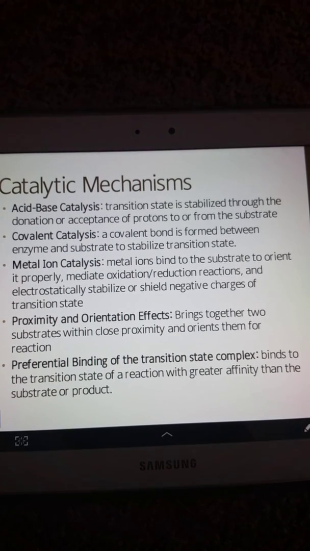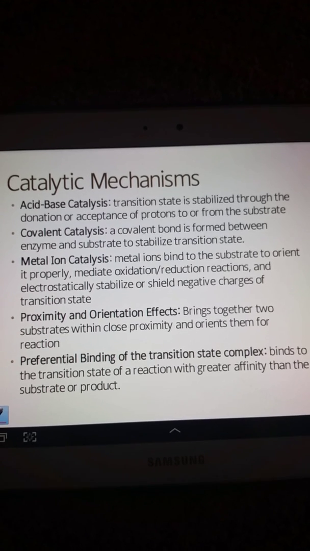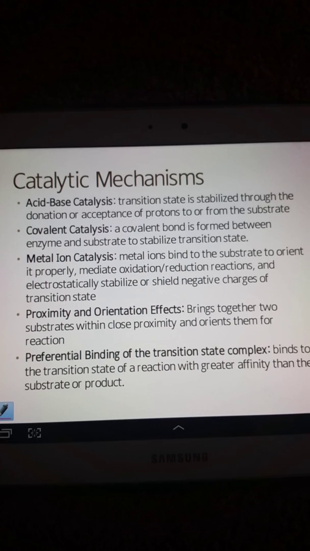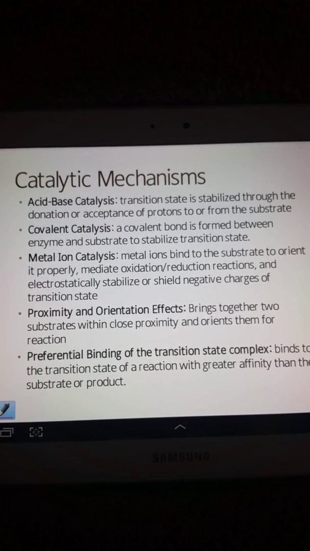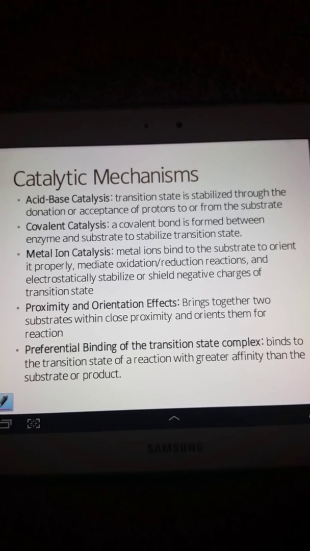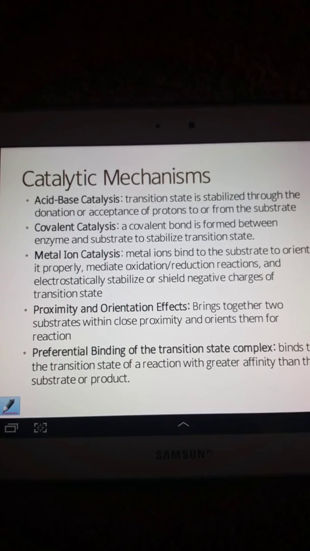In this one, enzymes utilize metal ions to bind the substrate, which can allow the substrate to become properly oriented. They can then mediate oxidation reduction reactions. And then often they are able to stabilize the transition state through electrostatic stabilization or by shielding negative charges.